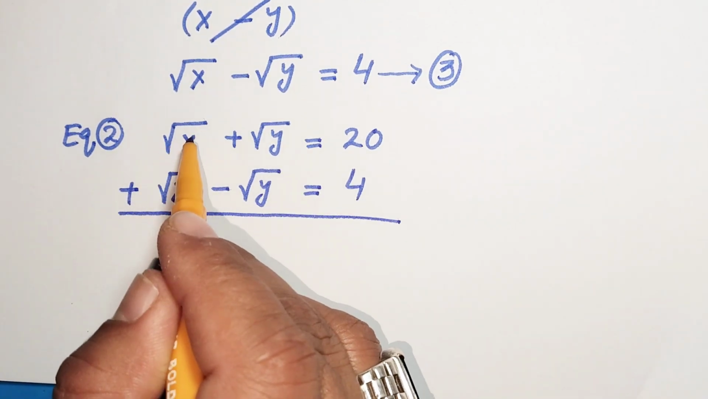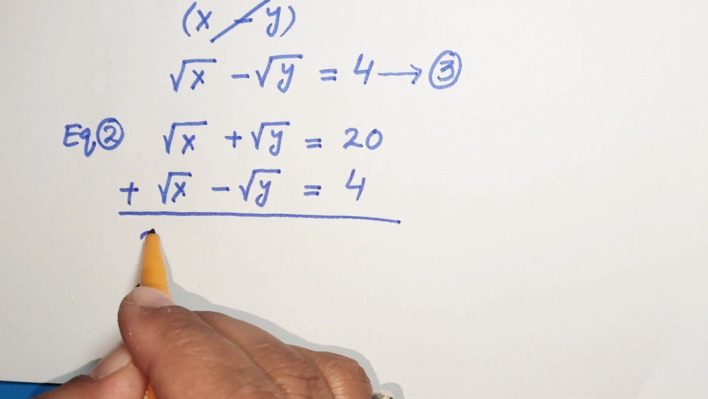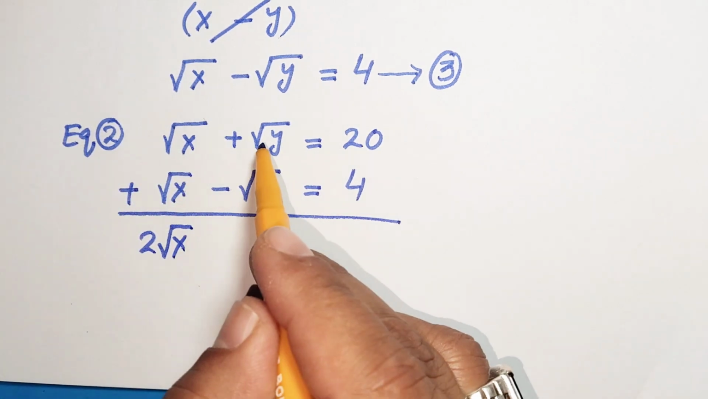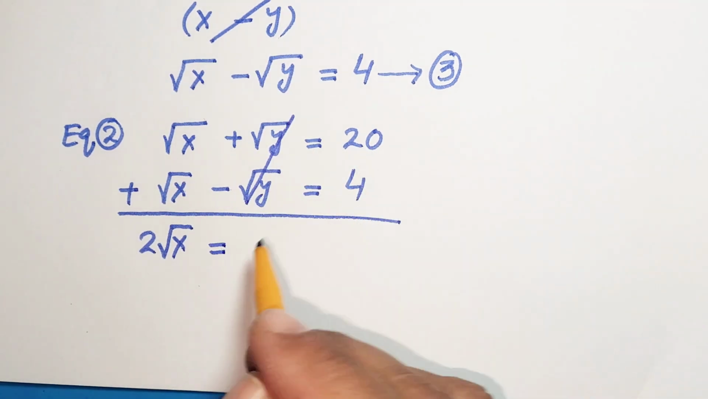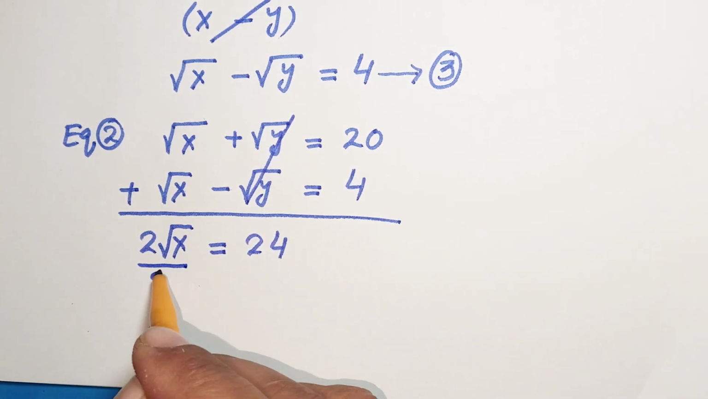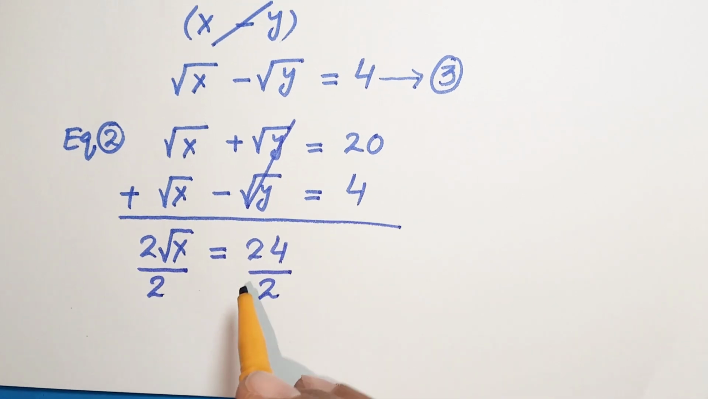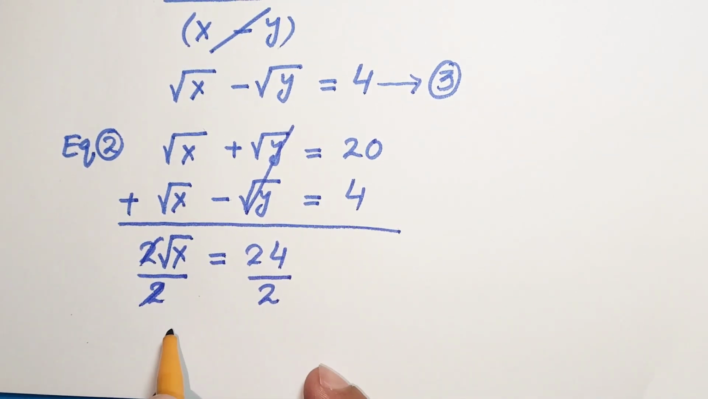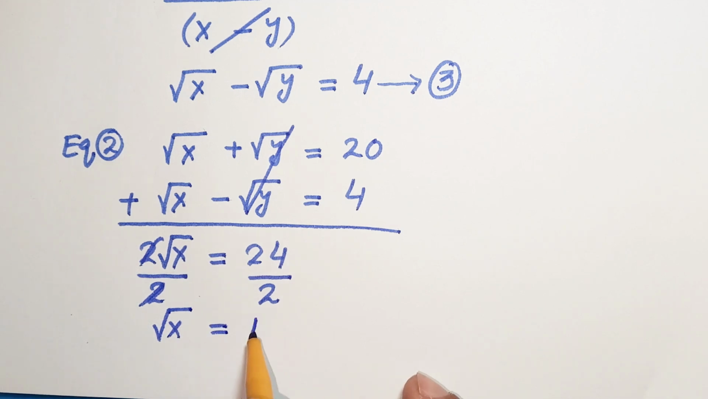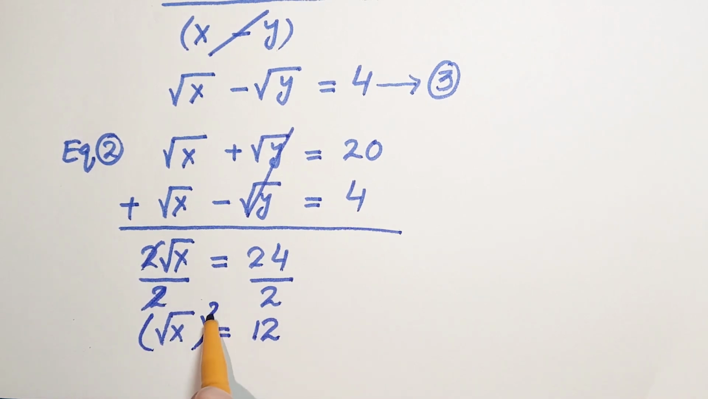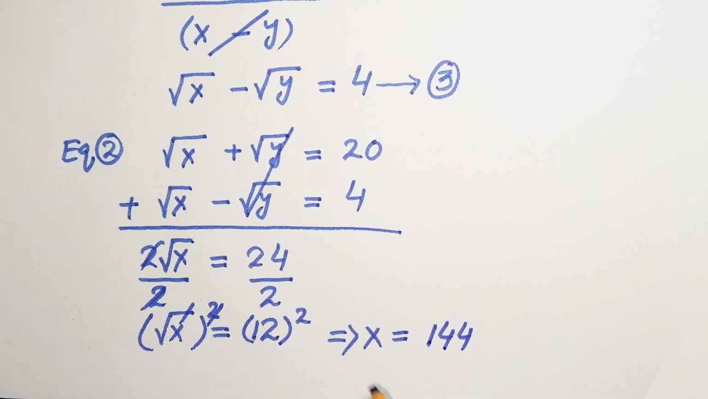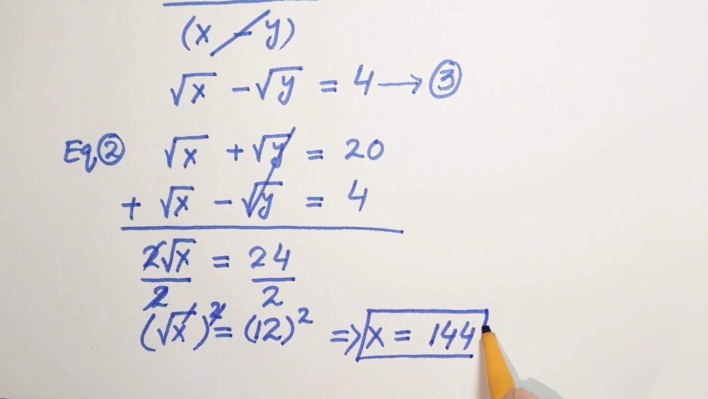here square root of x and square root of x, we have 2 square root of x, and plus square root of y minus square root of y, cancelling these two, then we have 20 plus 4 is 24. So dividing both sides by 2, square root of x is equal to 12. Now if we take the square on both sides, we have 12 square. So cancelling the square with the square root, we have x is equal to 12 square is equal to 144. So it is our value of x.